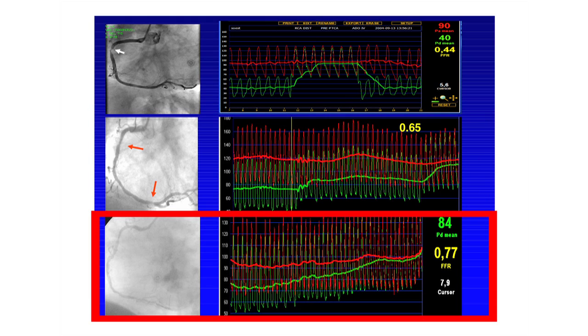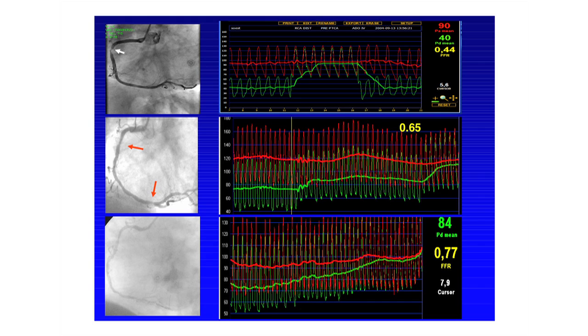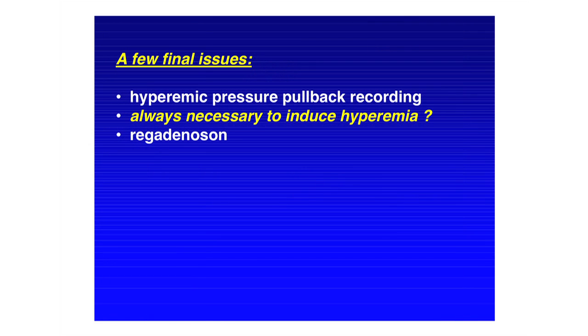But in the third one, you see that the pressure decline is very gradual, and you know that you cannot help this patient by stenting. You know that the patient has ischemia, but fundamentally you cannot help him by stenting. And this type of information about spatial resolution of disease is not obtainable by any other index.